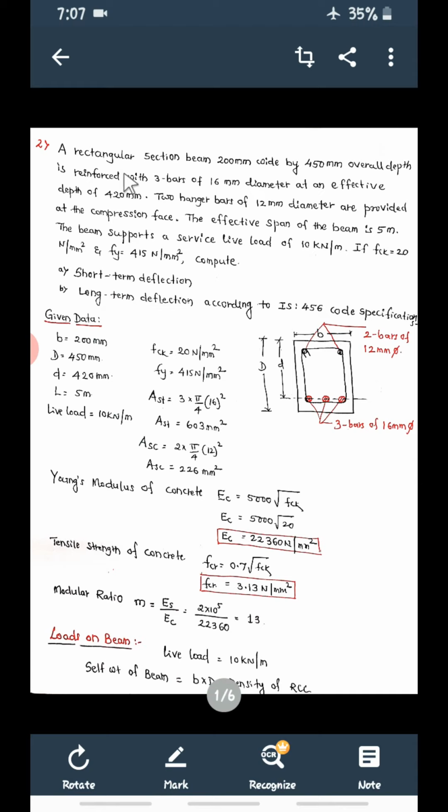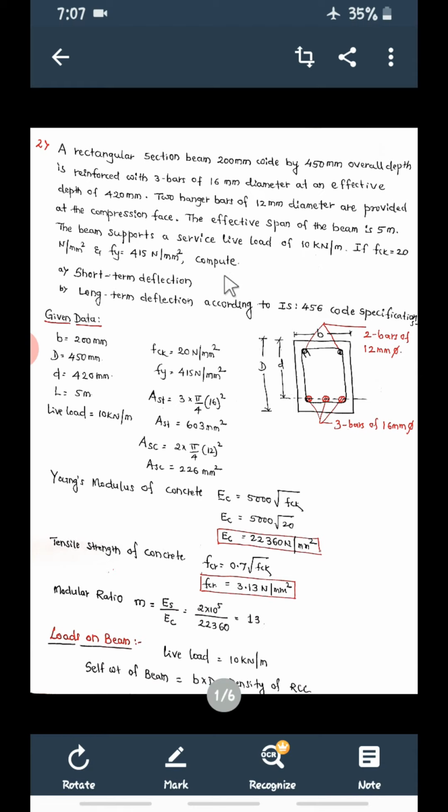So the problem is like this: a rectangular section beam 200 mm wide and 450 mm overall depth is reinforced with 3 bars of 16 mm diameter at an effective depth of 420 mm. Two hanger bars of 12 mm diameter are provided at the compression face. The effective span of the beam is 5 meter. The beam supports a service live load of 10 kN per meter.